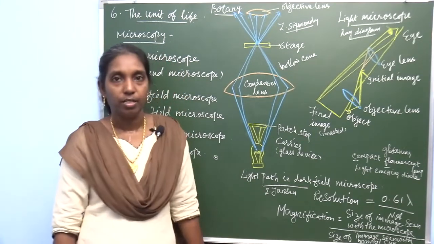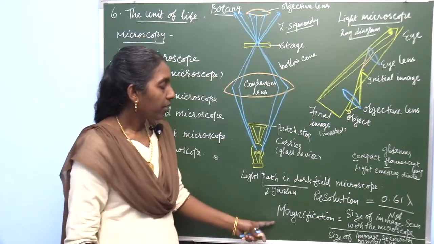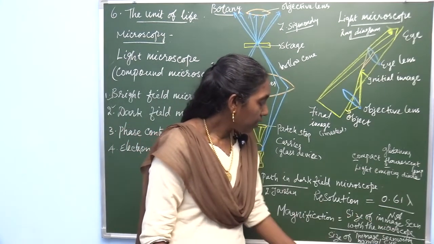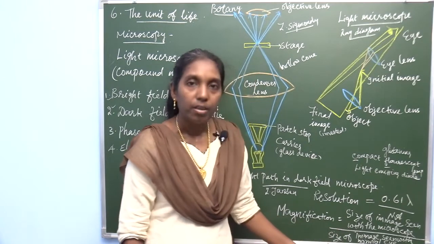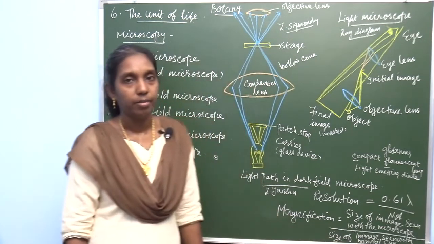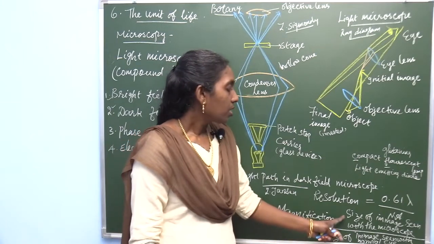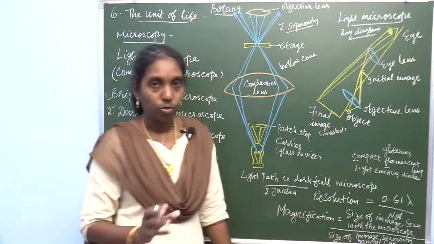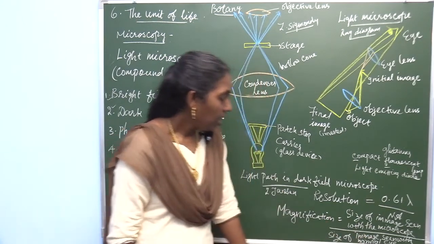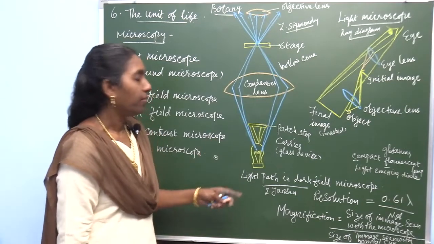Then magnification, which magnifies the image. Magnification is equal to the size of the image seen with the microscope divided by the size of the image seen with the normal eye. Now let us see this bright field microscope.